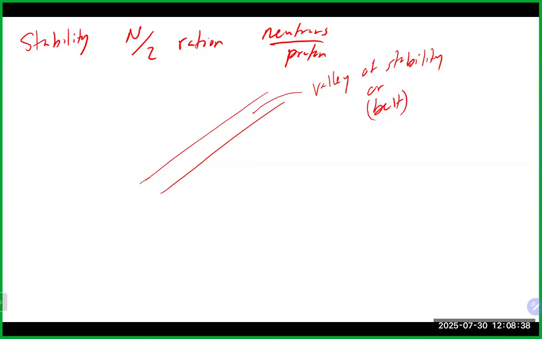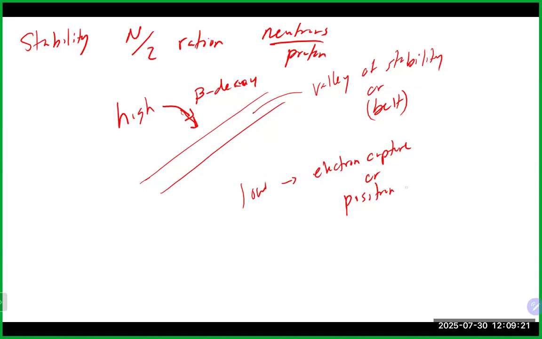And if you find your neutron to proton ratio either too high or too low from that stable belt, the isotope will go through a decay process to try to become more stable. If you're too high, what will typically happen is it will go through a beta decay. And that will lower the ratio and bring it closer to the belt of stability. If you are too low, it will do one of two things. It will either do an electron capture or a positron emission.